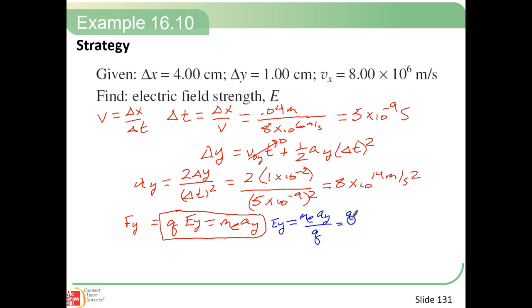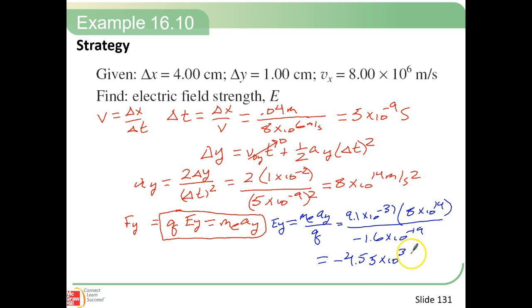So this is equal to 9.1 times 10 to the negative 31st. We're going to multiply that times the acceleration that we just came up with, which is 8 times 10 to the 14th, and we're going to divide that by the charge. And remember, this is an electron, so our charge is negative. So it'd be negative 1.6 times 10 to the negative 19th coulombs. When we're done, we end up with negative 4.55 times 10 to the third, and then our unit here is a newton per coulomb.